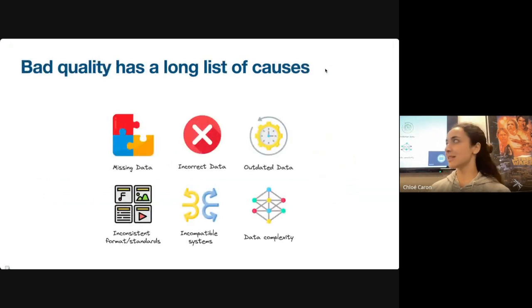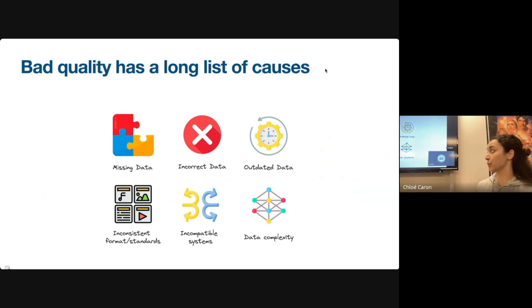There's a long list of things that can be a cause of bad quality. This is non-exhaustive. You have the classic missing data and incorrect data, but you can also have out-of-date data, things which are inconsistent in format and standard, which makes it a lot more difficult to then actually do any analysis on it, incompatible systems, and of course, data complexity. The more complex something is, the more difficult it is to interpret.